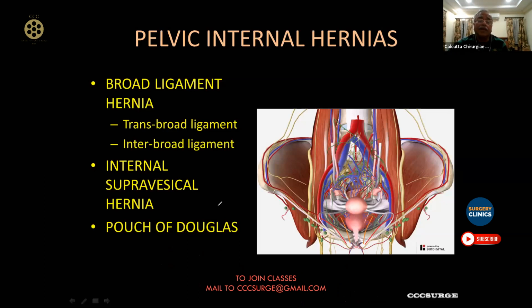Right? Sometimes, very, very rarely, you can have a hernia through the pouch of Douglas, that's your uterus with the vagina out here, and you have the rectum out here. Sometimes you have a hernia going down below. It's very rare, but you can have a hernia coming out as a sort of a pelvic hernia through the pouch of Douglas. So that completes, in a sense, the internal hernias.